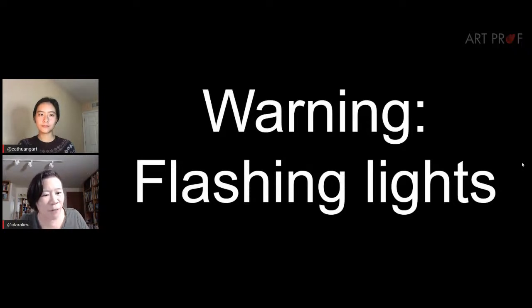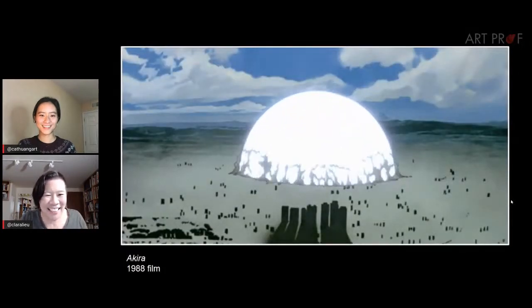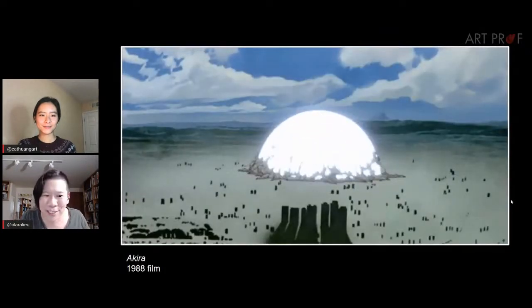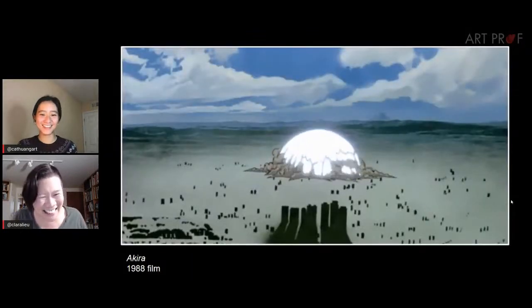Because up until now, we've been saying, okay, daytime, nighttime, but it's all essentially the sun. Once you start getting outdoors and artificial light, it can be anything. Like this image is what? Basically a nuclear explosion, right? In Akira? Uh-huh.